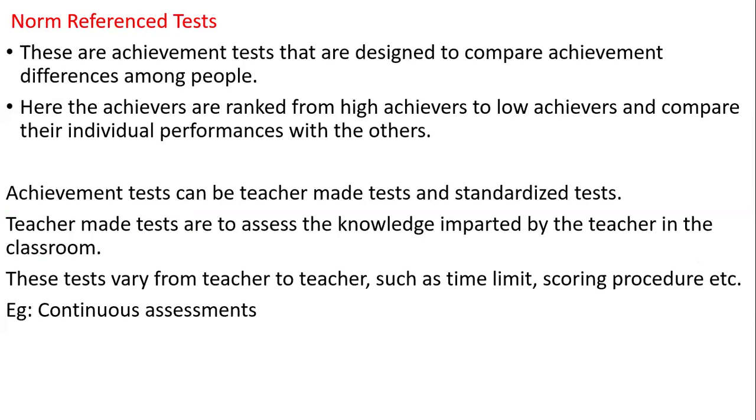Here the achievers are ranked from high achievers to low achievers and compare their individual performances with others. In norm reference, according to the marks they obtain, we rank them, right? High achievers, low achievers, then those who have average achievers, right? So then according to their individual performances, we rank them.